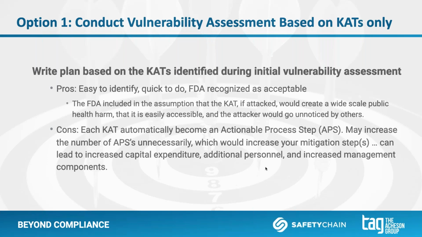Sometimes it's a simple strategy where it doesn't cost hardly any money. You can use an existing process within your facility to act as a mitigation strategy. But it could increase the number of mitigation strategies unnecessarily. And so the more work you have, as you can imagine, there's more documentation, more time, more review. It might be unnecessary. But you can do your vulnerability assessment just based on CATs. It's simple, it's easy, it's quick.